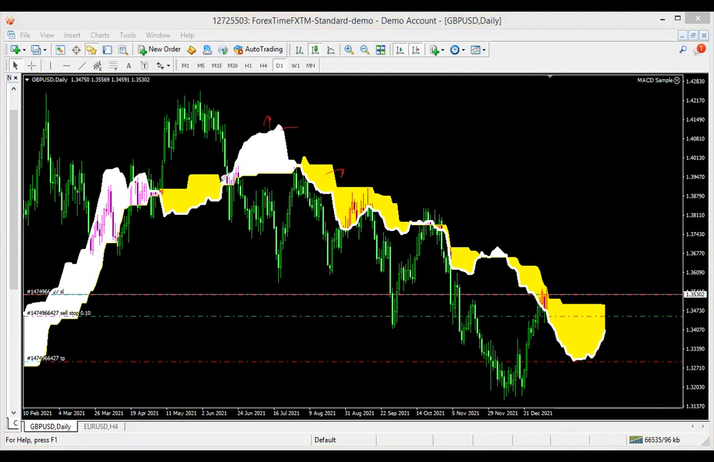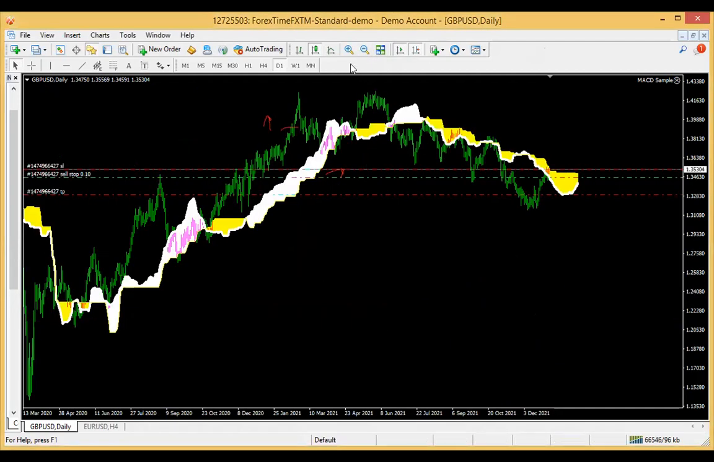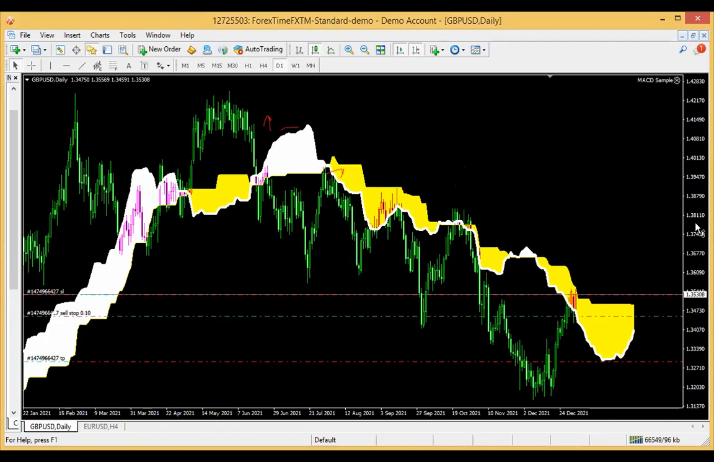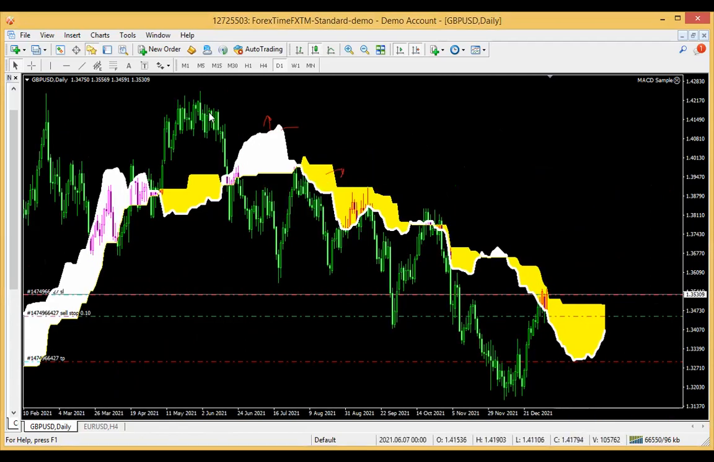Let me zoom further. Now look at it very well. This one is an uptrend, this is a downtrend. Whenever price is below this cloud, it is a selling direction, but if the price is inside this cloud, it is still a ranging market until it breaks down.